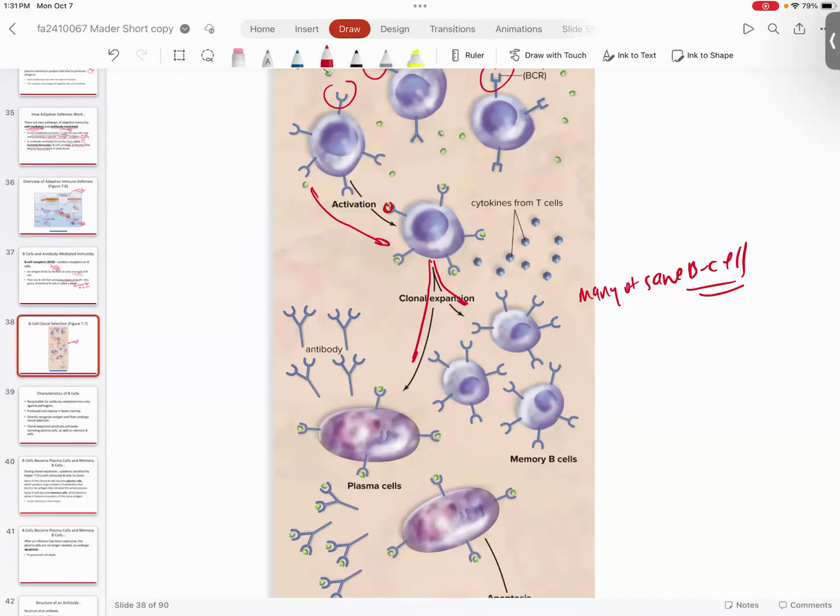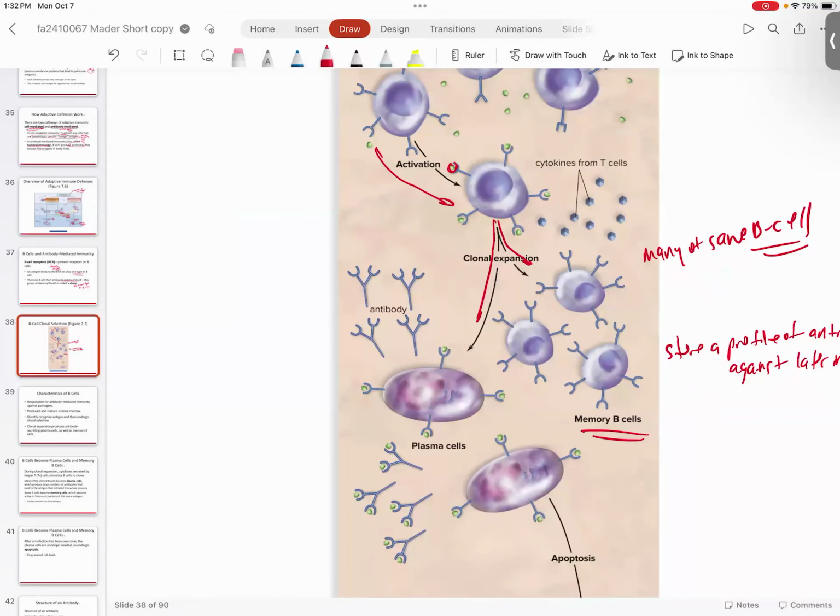And then you're going to create two different piles. The first one are the memory cells. This basically stores a profile of the antigen against later infection. And then you have the plasma cells, which are the ones who are going to be doing the battle for this round, right? So these are the fighters for this round.